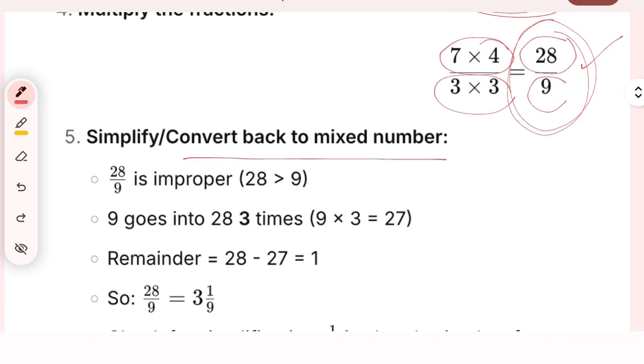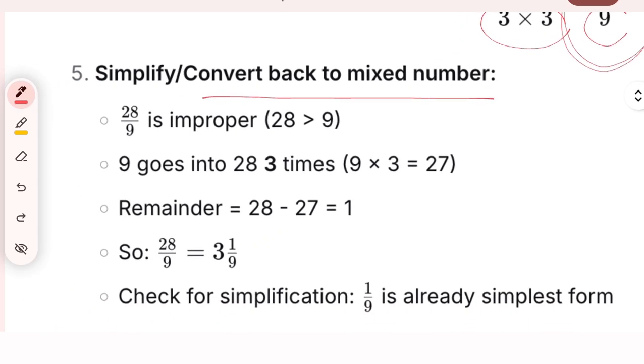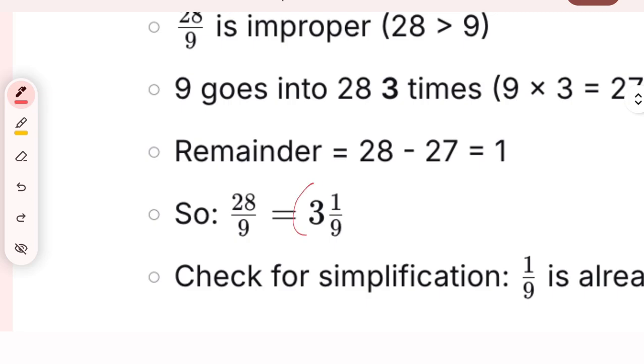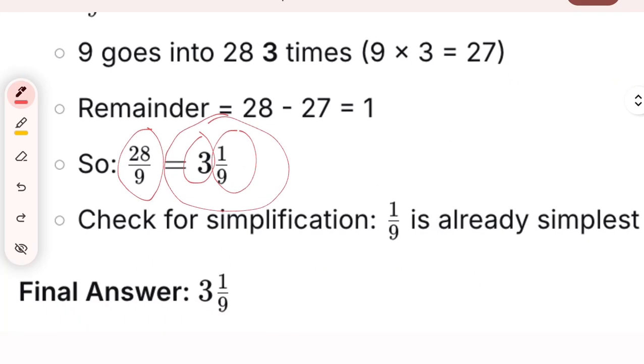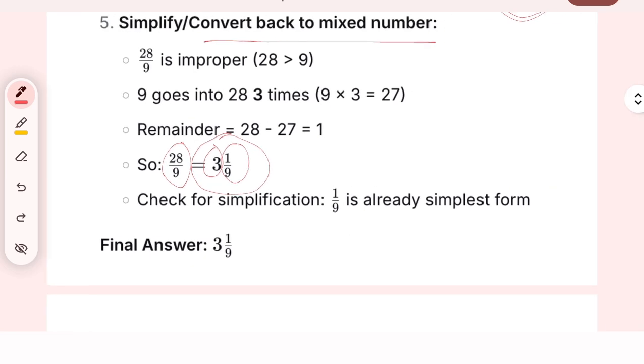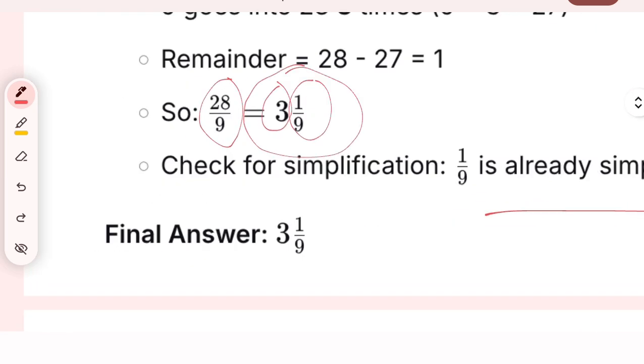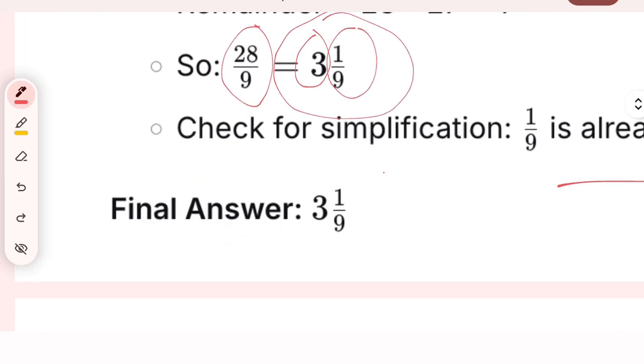So you just have to divide 28 by 9. 28 divided by 9 is actually 3, and there's a remainder of 1. That is 1/9. So 28 over 9, an improper fraction, can be rewritten as a mixed number of 3 and 1/9. And 1/9 is already in simplified form. So our final answer would be 3 and 1/9.